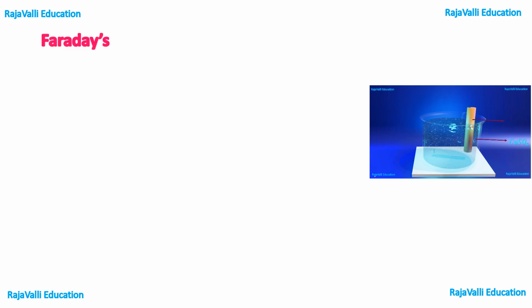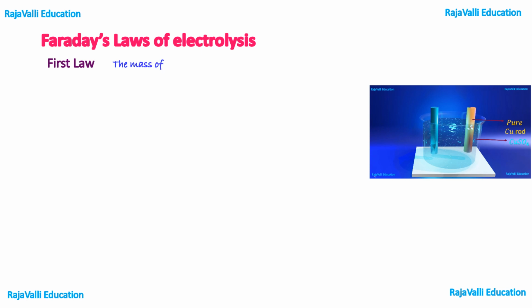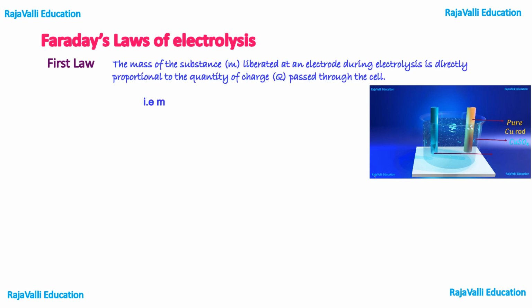First, we see the definition of Faraday's first law of electrolysis. That is, the mass of the substance M liberated at an electrode during electrolysis is directly proportional to the quantity of charge passed through the cell. The amount of the substance liberated at an anode or deposited at a cathode is M. Quantity of charge passed through the cell is equal to Q. That is, in mathematical format, we can write M is directly proportional to Q.